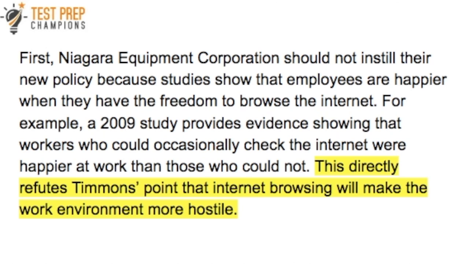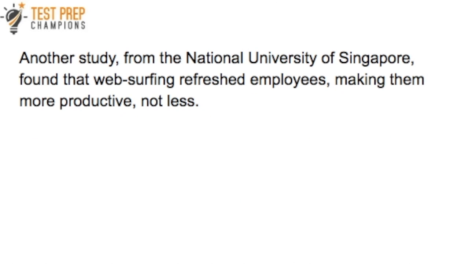And you're also doing a refutation, which would make your essay stronger here, because if you remember in the passage, there's a section where Timmons talks about how internet browsing and web browsing can make employees more hostile and more bitter and more angry at each other, something like that. So you could say, there's a 2009 study with evidence showing that workers who check their internet occasionally are happier. So this directly refutes the point that they're more hostile because they're checking the internet. So that would be a way you could do that there.